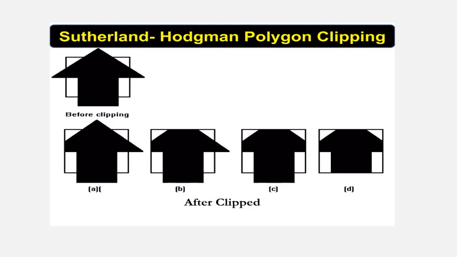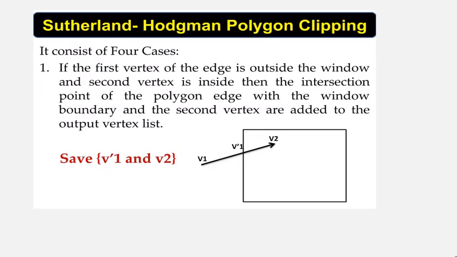In this clipping algorithm, we can consider four different types of cases. Case 1: if the first vertex of the edge is outside the window and the second vertex is inside, then the intersection point of the polygon edge with the window boundary and the second vertex are added to the output vertex list. So that means we consider the square as the polygon and the arrow mark is sent from the outside to the inside, where the intersection point from V1 to V2 is V1 dash. So while considering the save point, we consider the intersection point V1 dash along with V2 because the arrow mark goes from outside to inside in this case.